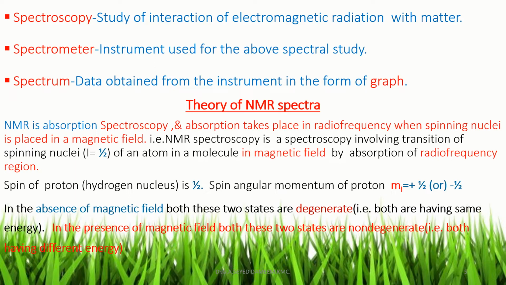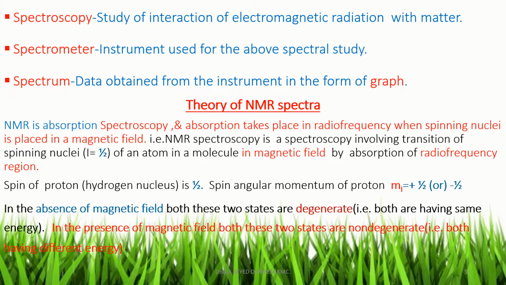If the spin is in a clockwise direction, then the spin angular momentum is plus half. If it is in an anti-clockwise direction, then the spin angular momentum is minus half. So in the absence of a magnetic field, both these two states are degenerate. That means both have the same energy: mI equal to plus half and mI equal to minus half. These two energy levels are degenerate, meaning both have the same energy.